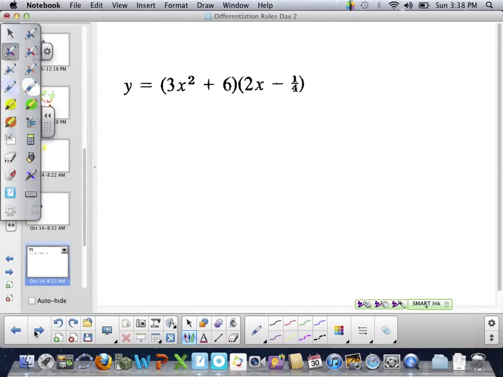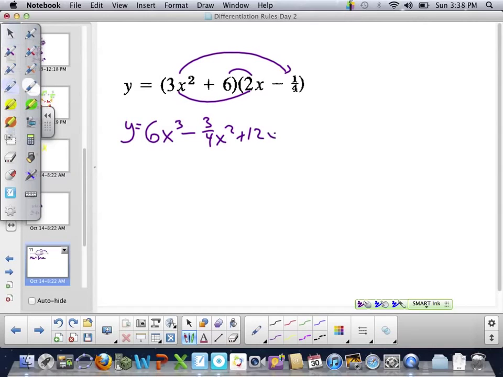y equals 3x squared plus 6 times 2x minus 1/4. This one we need to simplify first, and we simplify by FOILing. All right, we'll FOIL this out. 3x squared times 2x, that's 6x to the 3rd. 3x squared times negative 1/4 is minus 3/4 x squared. Inside, 6 times 2x is 12x. And then our last terms, 6 times negative 1/4 is minus 6/4 or 3/2. We'll simplify later.